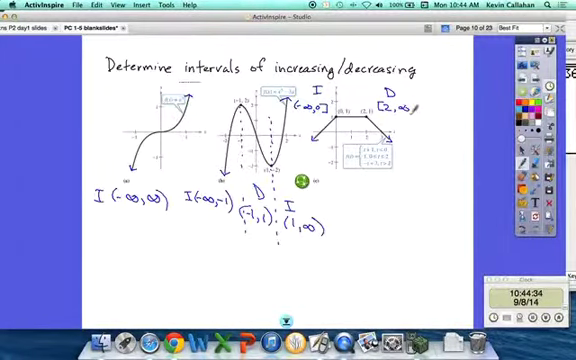Okay. So increasing, decreasing. Always give x values, right? Don't get confused with the y values. It's where you're most likely to make the mistake.